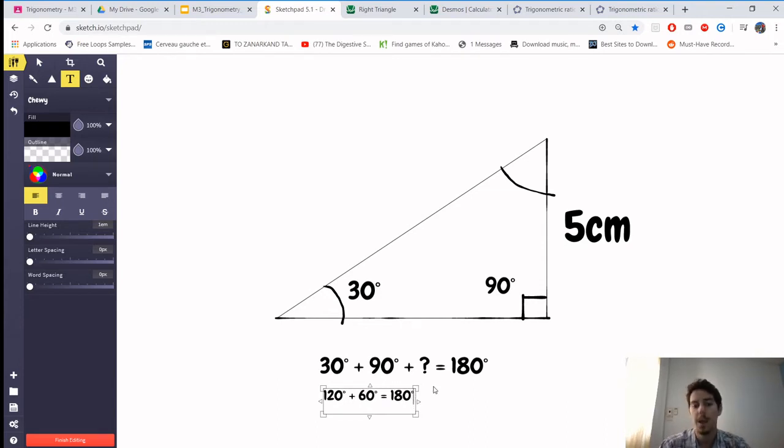So doing this, okay, we can find that this angle here is 60 degrees. Okay, but my question is, I want to know how much is this side, or how much is this side, or how much is the area, okay?